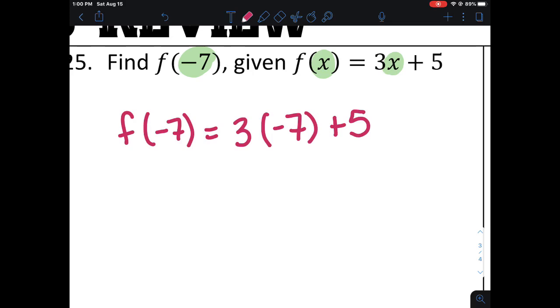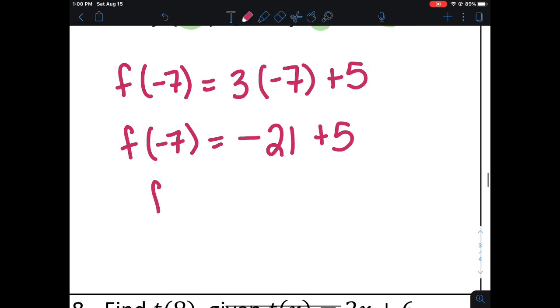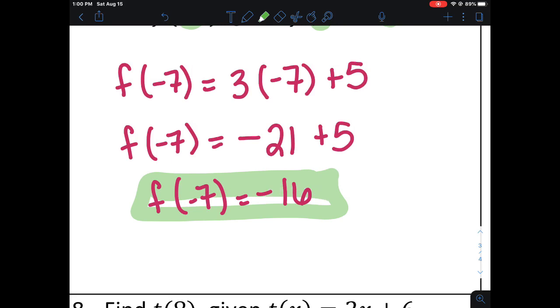A lot of students are so tempted to try and solve something there. No, don't touch it. Just leave it. F of negative 7 equals 3 times negative 7, which is negative 21, plus 5. F of negative 7 equals negative 16. That's it. You're done. Don't divide by negative 7. Don't. It is wrong. This is your answer. F of negative 7 equals negative 16.